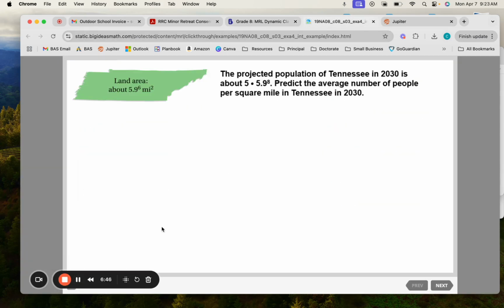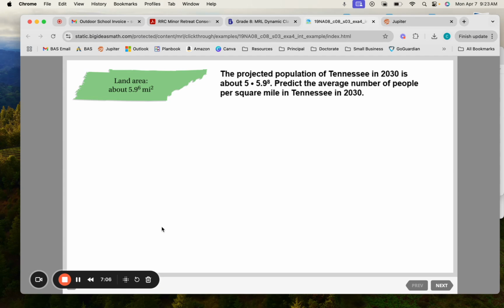Is this example 4 or 5? Example 4. Write in your journals, the projected population of Tennessee in 2030. Yes, that's a picture of Tennessee.